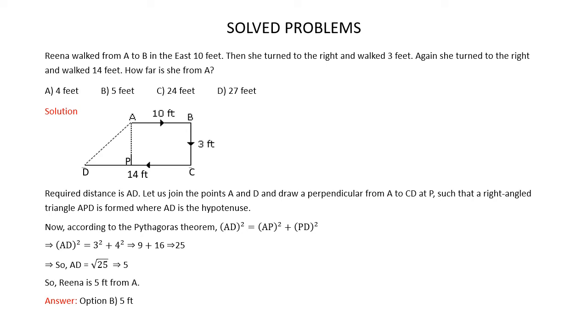Now here from this diagram you can see that AB is 10 feet and CD is 14 feet. So PD is 14 minus 10, which is 4 feet. So now we have AD squared is equal to 3 squared plus 4 squared, which is nothing but 9 plus 16, which is 25. So AD squared is 25, which means that AD is equal to square root of 25, which is 5. So Reena is 5 feet from A. The correct answer is option B, 5 feet.